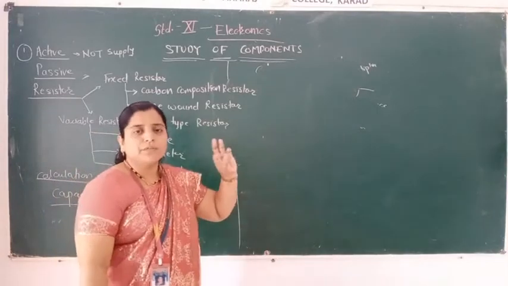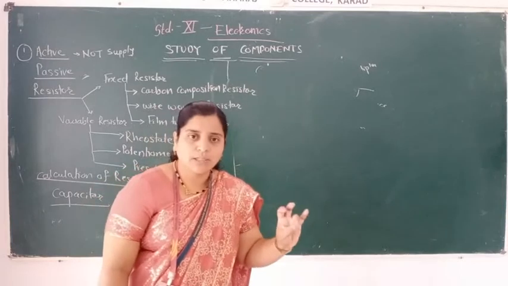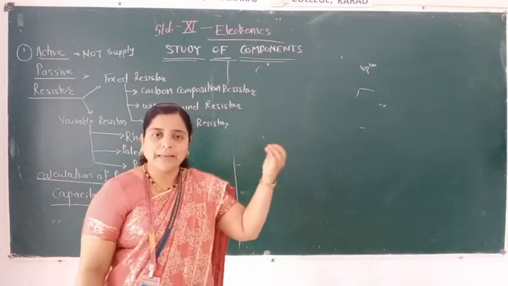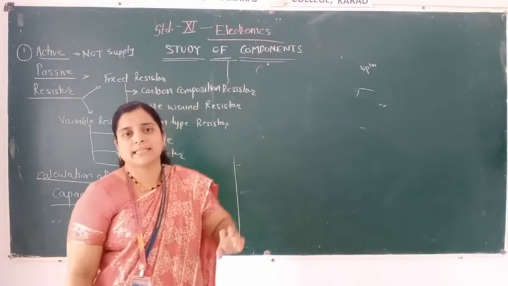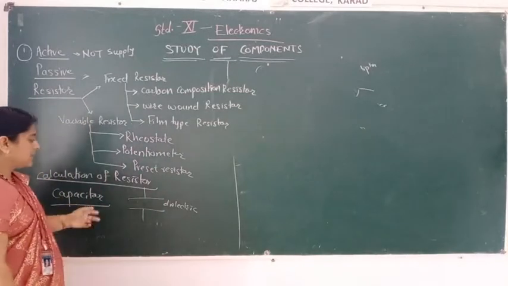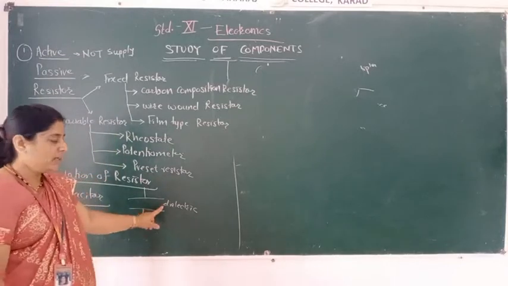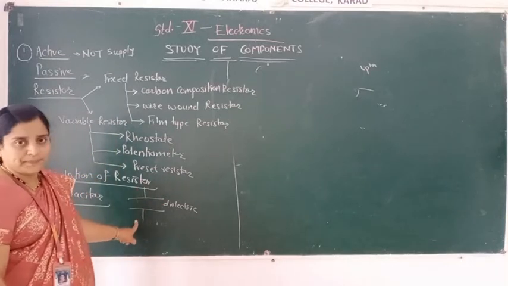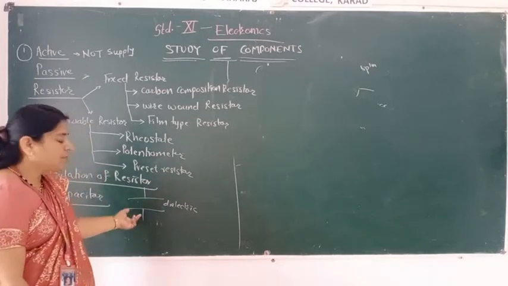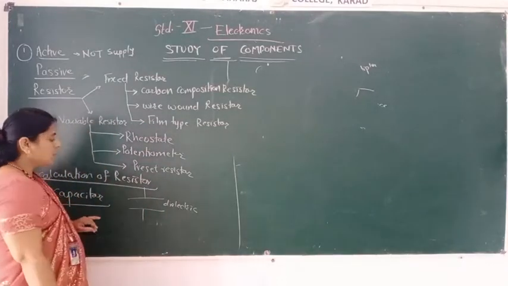I have told you, that which allows current to pass through it is called a conductor. That which does not allow current to pass through is the insulator. But a semiconductor sometimes acts as a conductor, sometimes as an insulator. So this capacitor has two parallel plates separated by dielectric material and has two terminals. The function of the capacitor is to store charge.